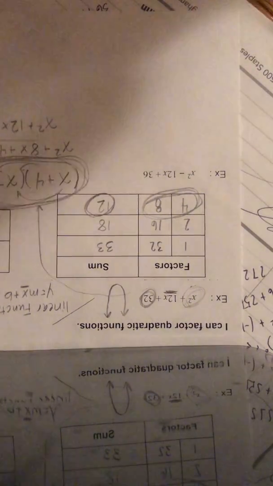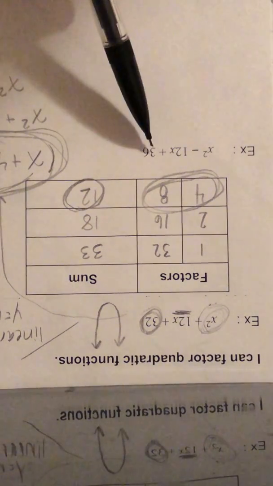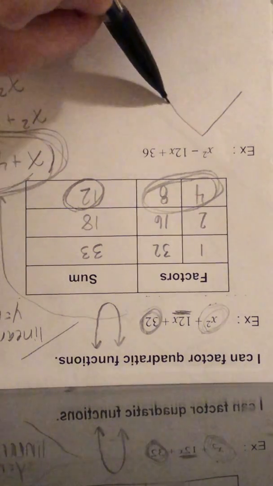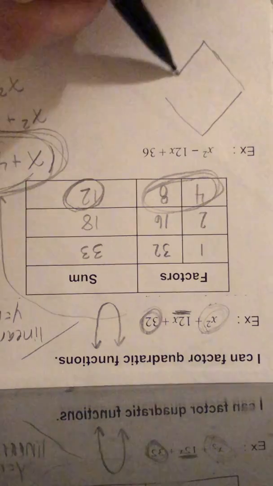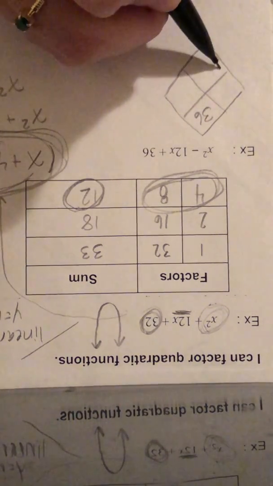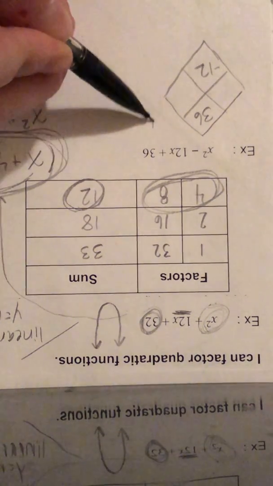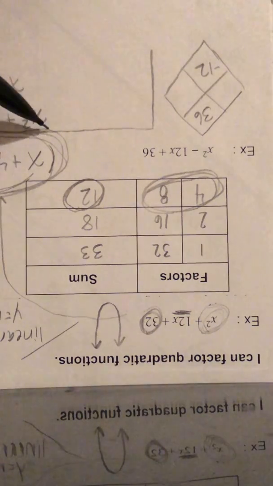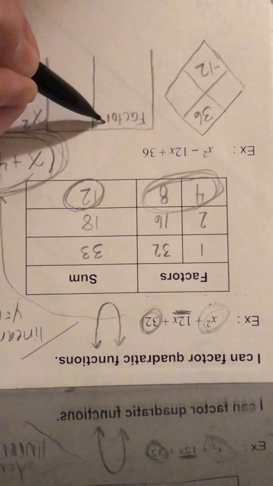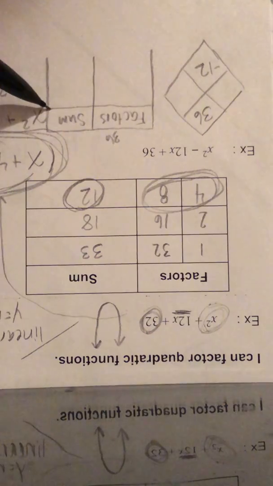So with this example, zoom in here, we have x squared minus 12x plus 36. So with this one, you can either do the baseball diamond, and you can say, well, what times what gives us 36, and then added together can give us negative 12. Or you can work through the factors and sums. So this would be our factors of 36, and then the sum of those factors.